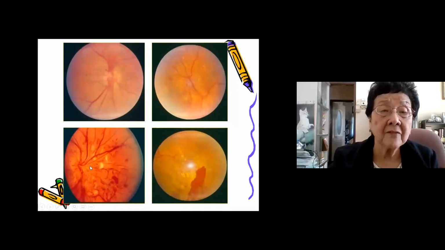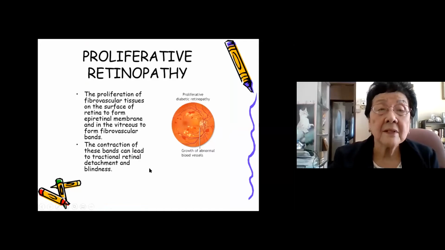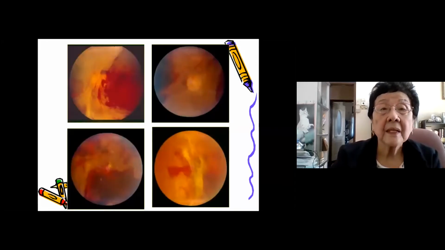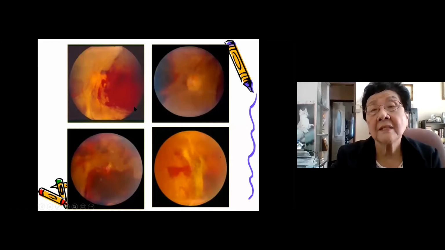Here you can see it's advanced, and the optic disc itself is also very edematous. So in proliferative retinopathy, the fibrovascular tissues on the surface of the retina also form membranes, and they are adherent to the vitreous, and they form what are called fibrovascular bands. Diabetes can also produce this. These are the very serious fibrovascular bands that you see, which have caused retinal detachment, and there's actual hemorrhage onto the retina.